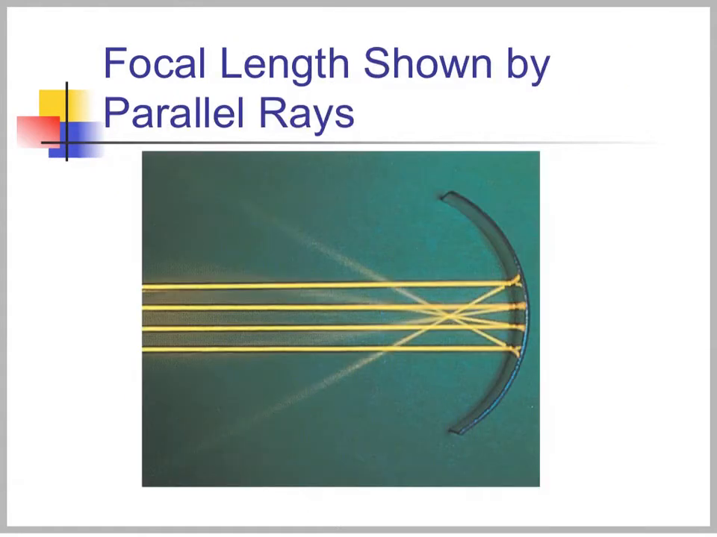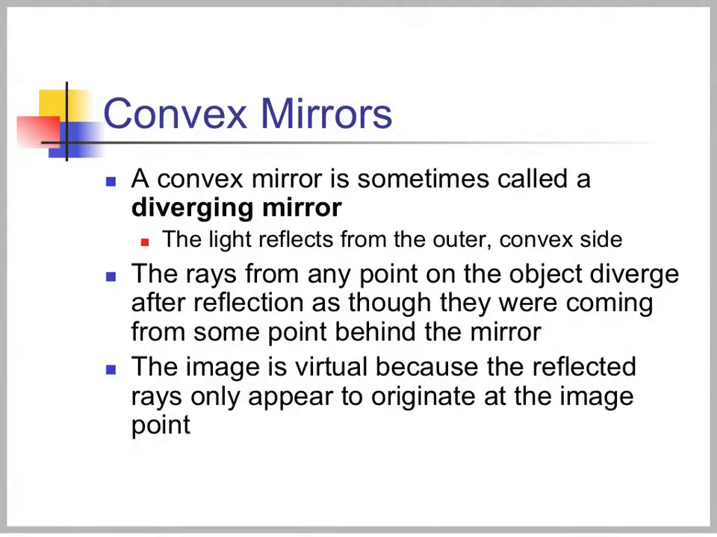Here's another picture showing a spherical mirror as parallel light rays come, and as they come, they all are reflected to that similar point, which we call the focal point. A convex mirror is sometimes called a diverging mirror. The light is going to reflect on the outer convex side. The rays from any point on the object diverge after reflection as though they were coming from some point behind the mirror. So the image is virtual because the reflected rays only appear to originate at the image point.